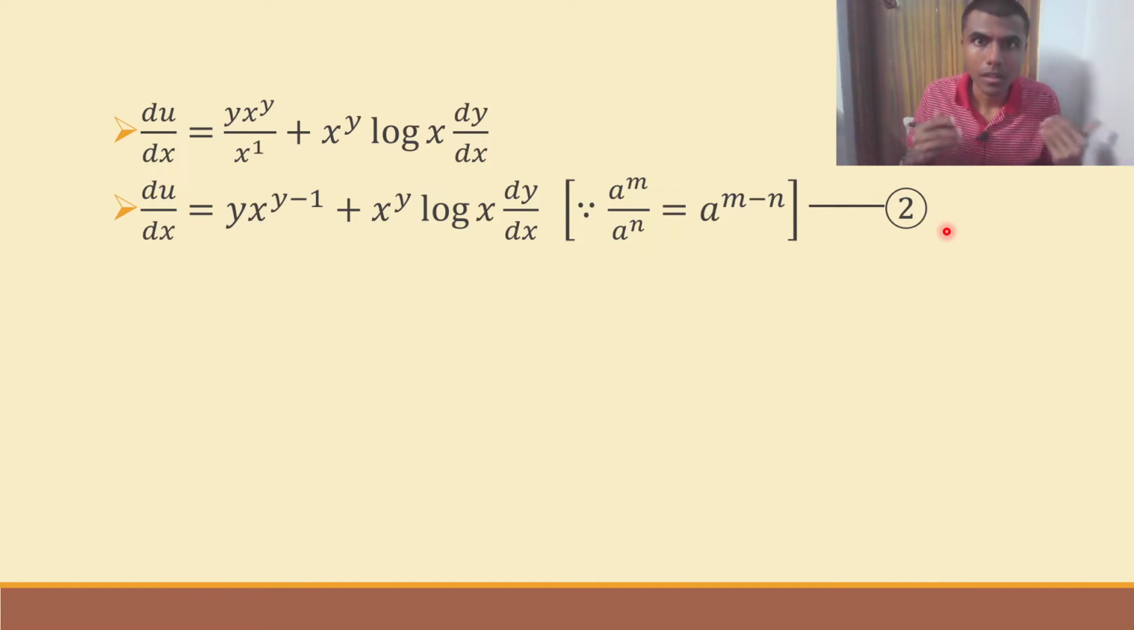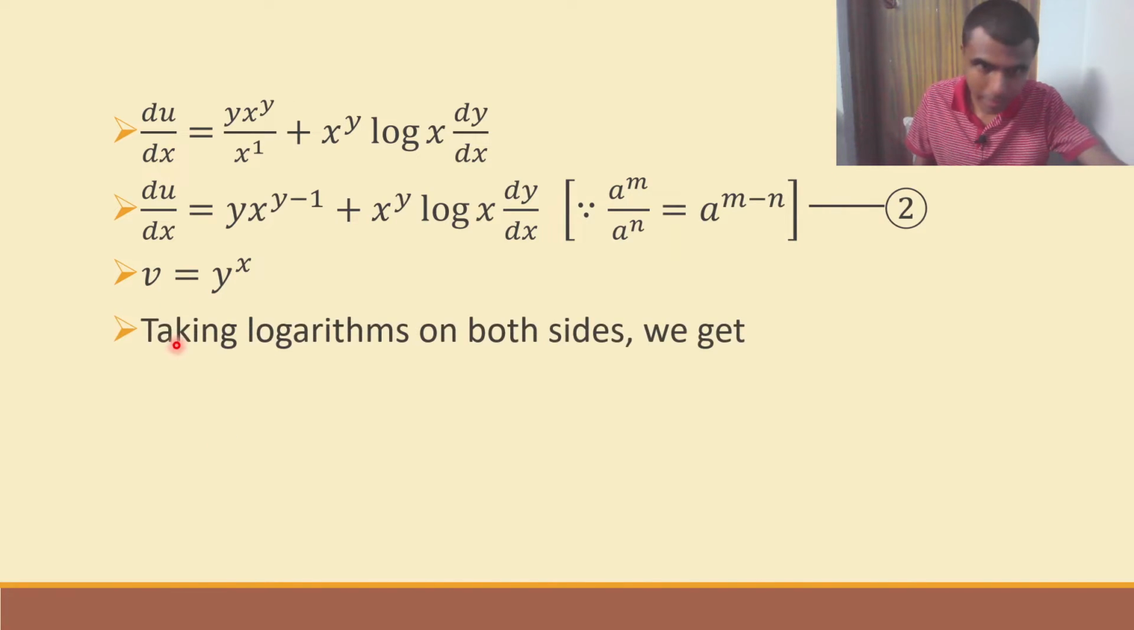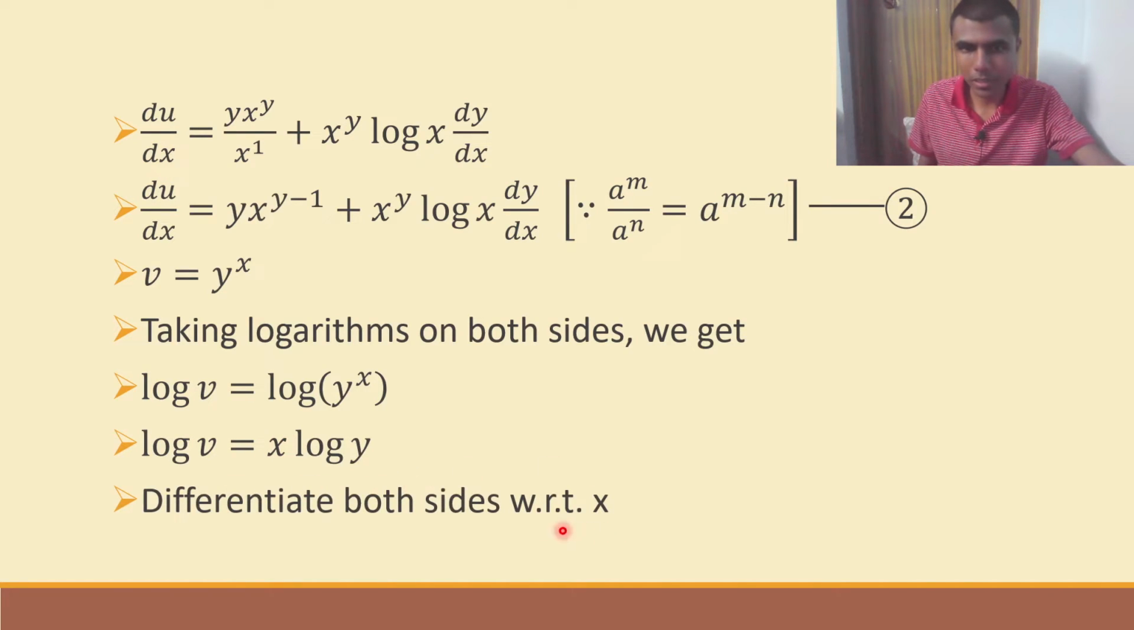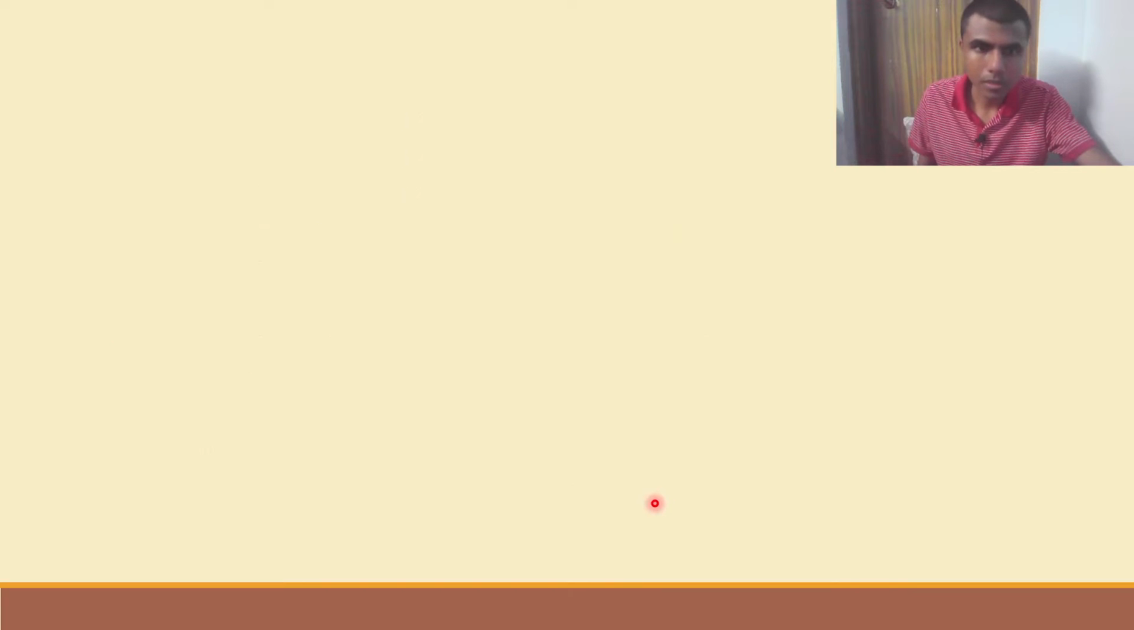Now we need to do the same thing for y as well. I mean for v is equal to y power x. So again taking logarithms on both sides, we get log v is equal to x log y. Now differentiate both sides with respect to x. The same thing, right? That's why I'm going a bit fast, because sometimes you might get bored if the same thing goes twice.